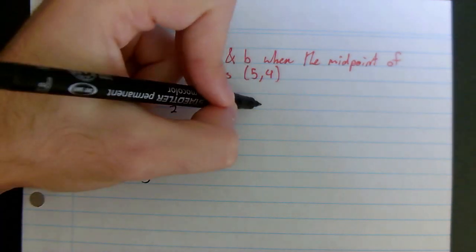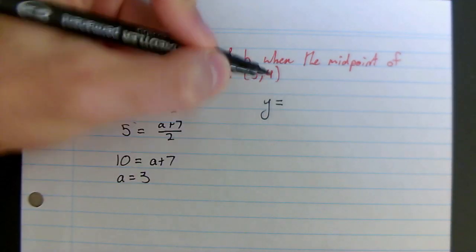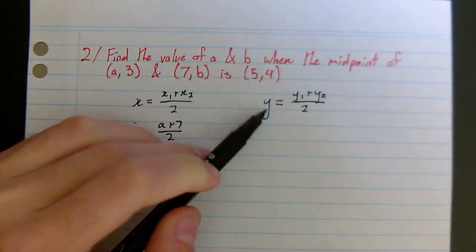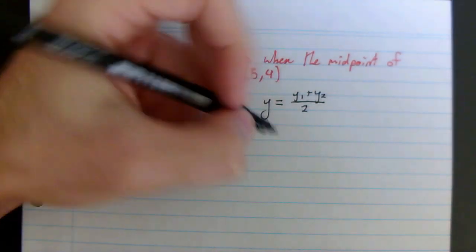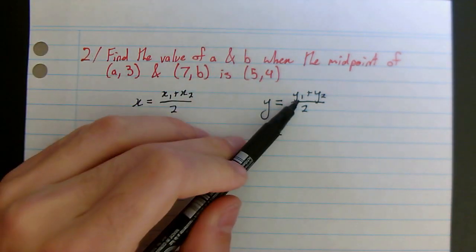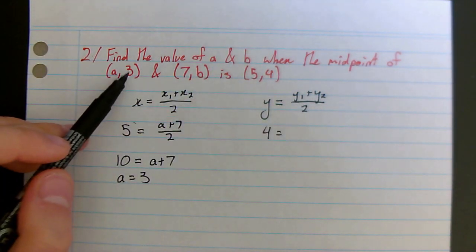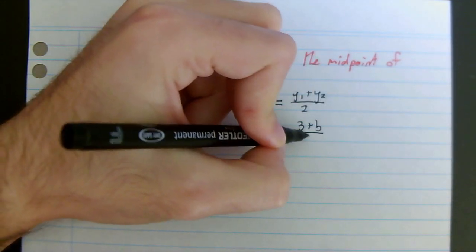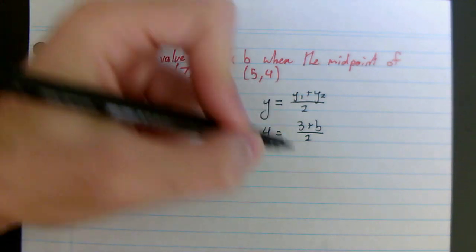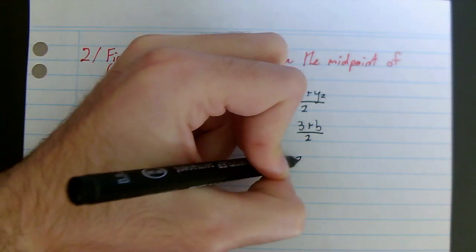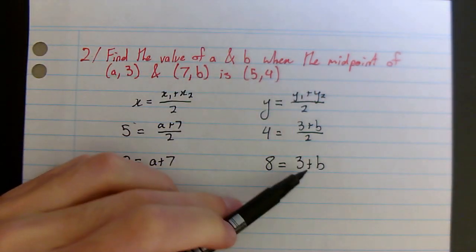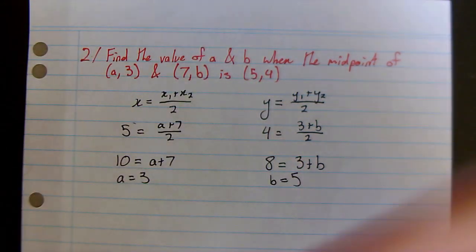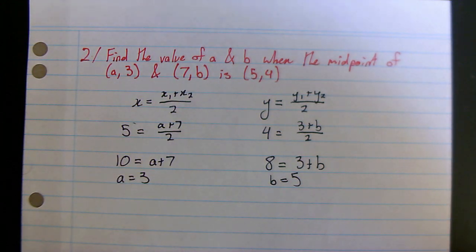If we're considering the y coordinate, remember y is equal to y1 plus y2 all over 2. What's the y coordinate of the midpoint? That's 4. So 4 is equal to y1 plus y2, which is 3 plus b, all over 2. Multiply by 2 on both sides, and we get 8 is equal to 3 plus b. Subtract 3, and we get b is equal to 5. And that's quite simply our solution.